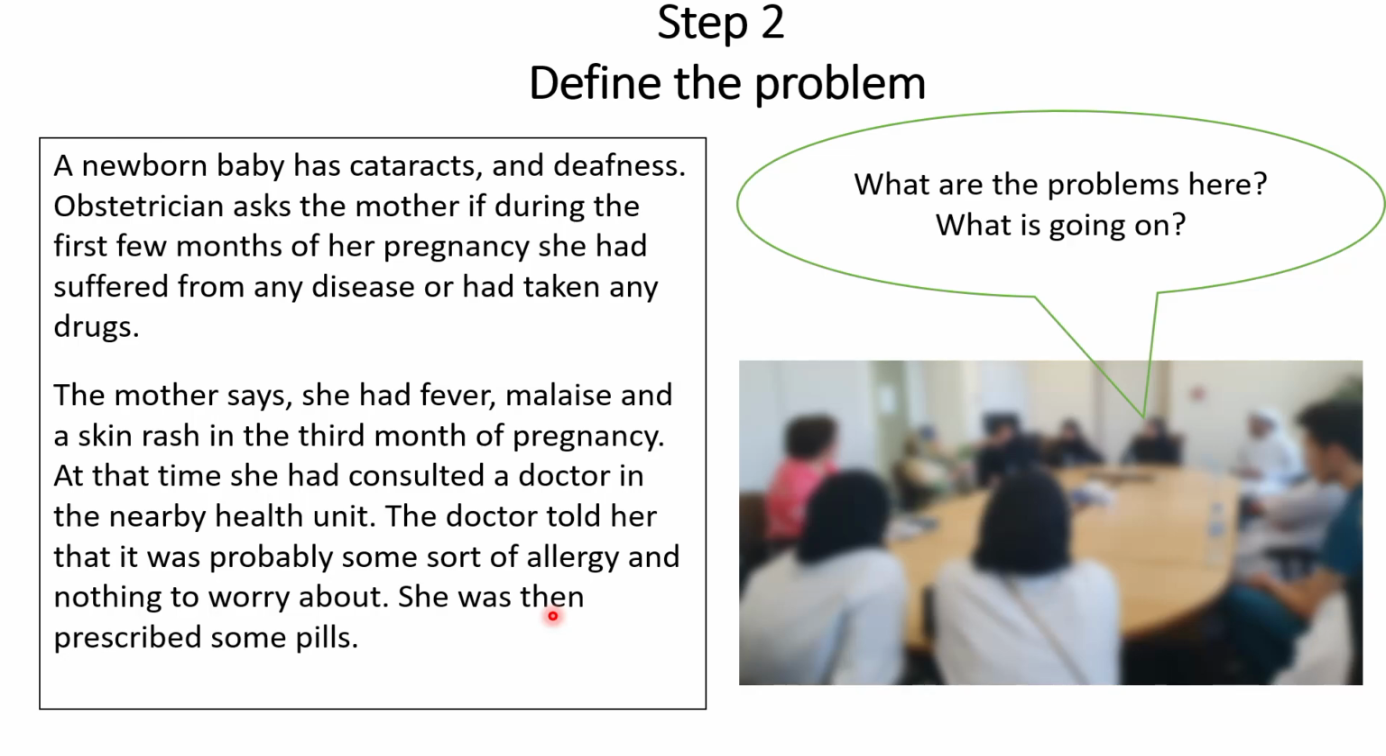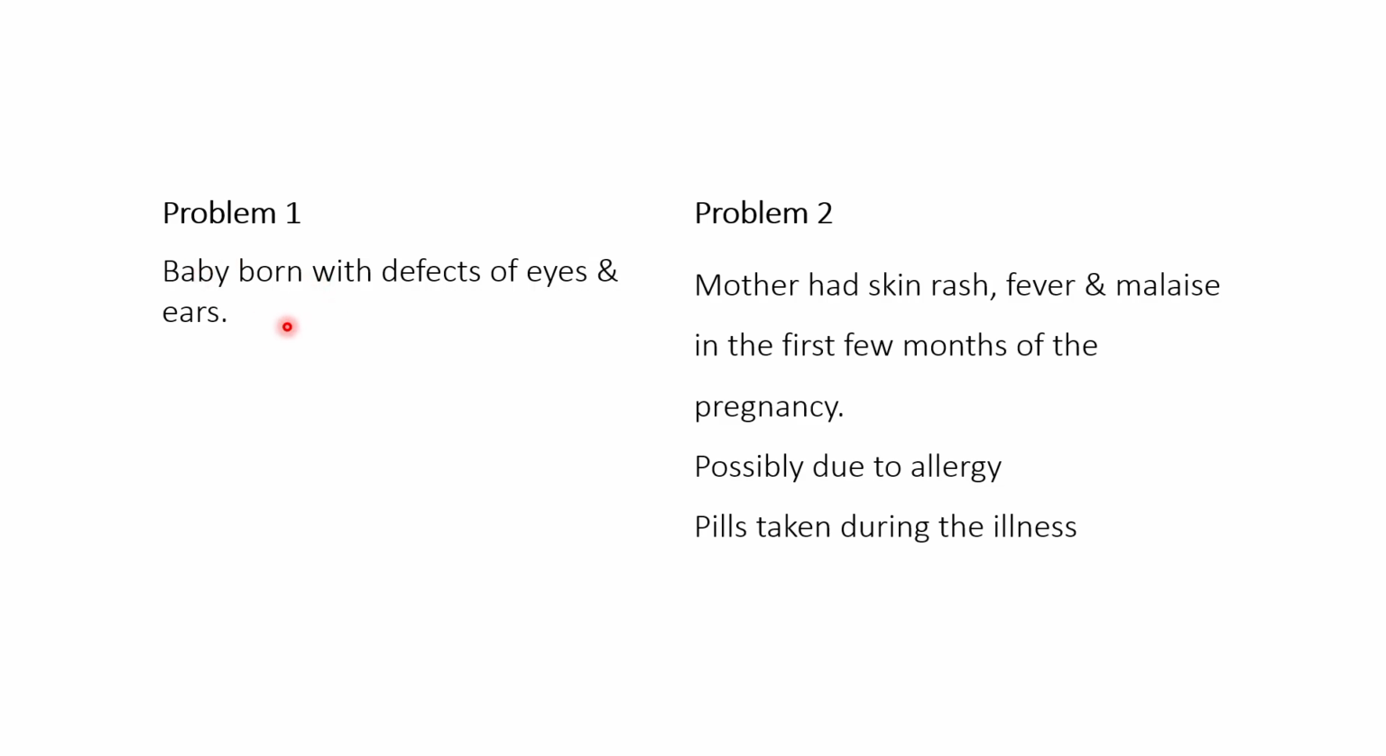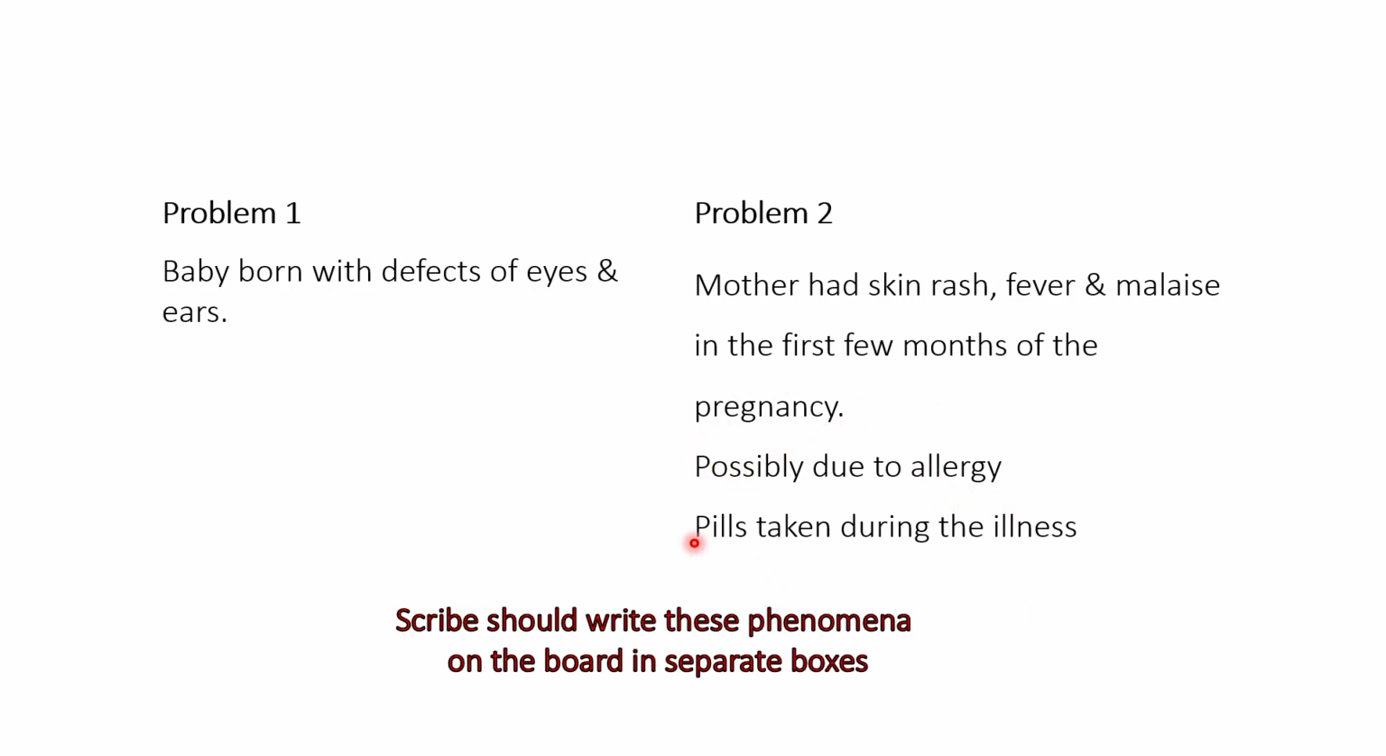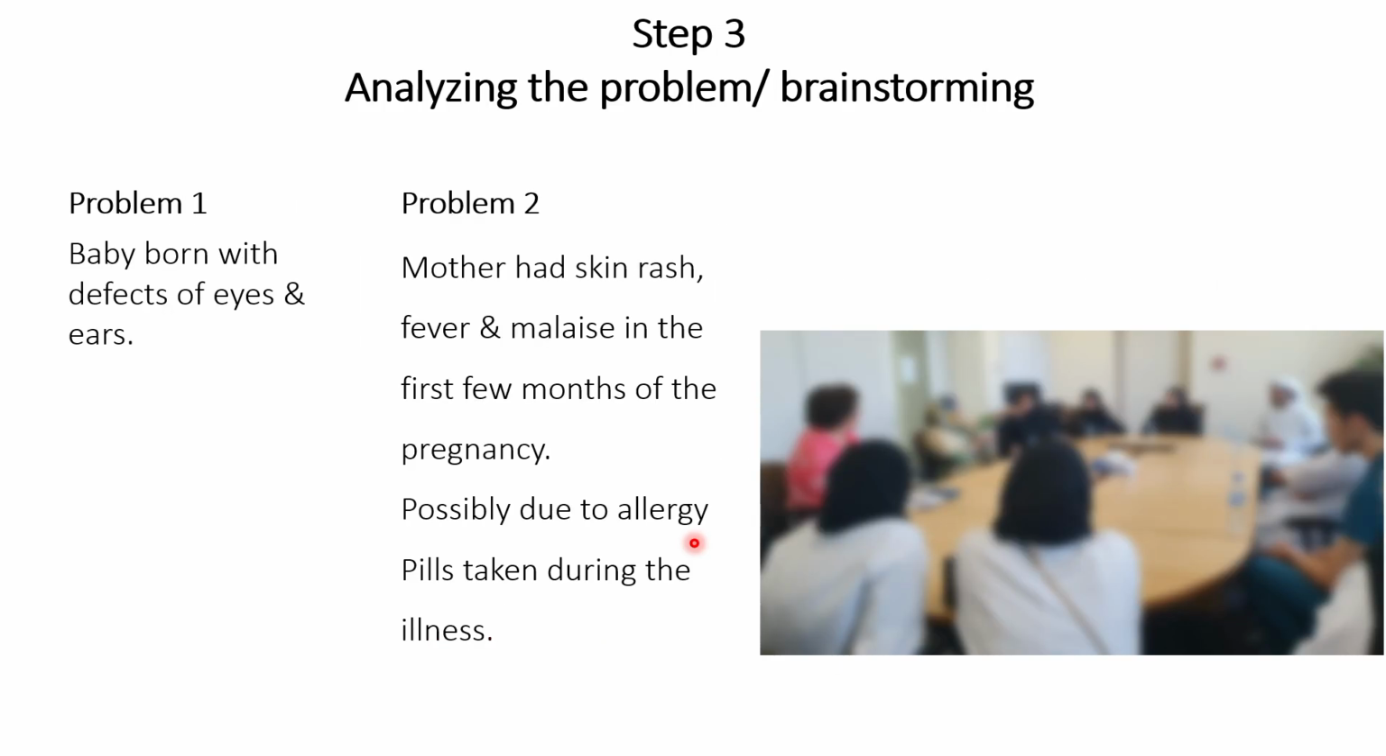What is going on? We have a problem related to the baby, which is congenital anomalies, and we have problems related to the mother, which are skin rash, fever, malaise, and so on. It could be an allergy or it could be due to the pill. So the scribe should write these phenomena in boxes or circles on the board or using the computer.